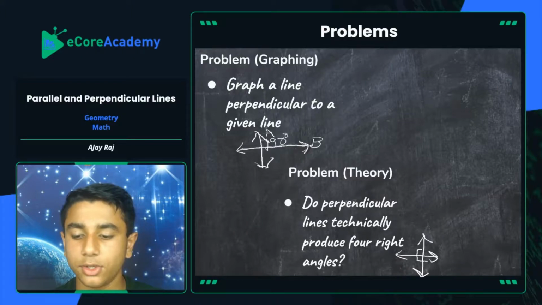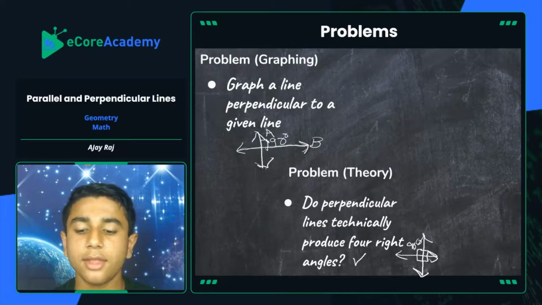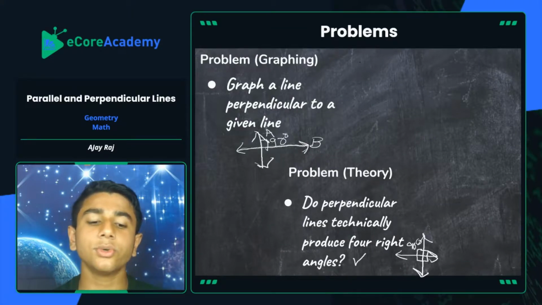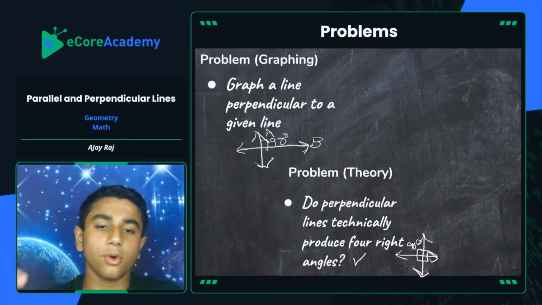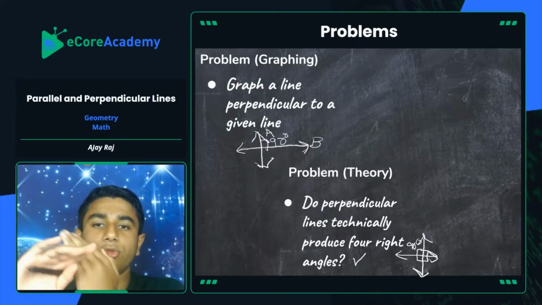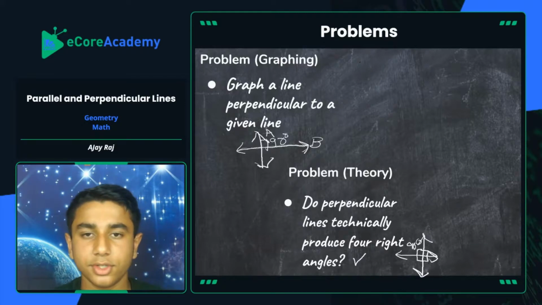I'm going to indicate that with one giant square. Now, if one side is equivalent to 90 degrees, that means all of the angles must produce four right angles. So this is true. And that is in fact true because when any two lines intersect, it doesn't matter if they're perpendicular or of any type of intersecting lines, when they overlap each other, the full degree of rotation around them must be equivalent to 360 degrees.